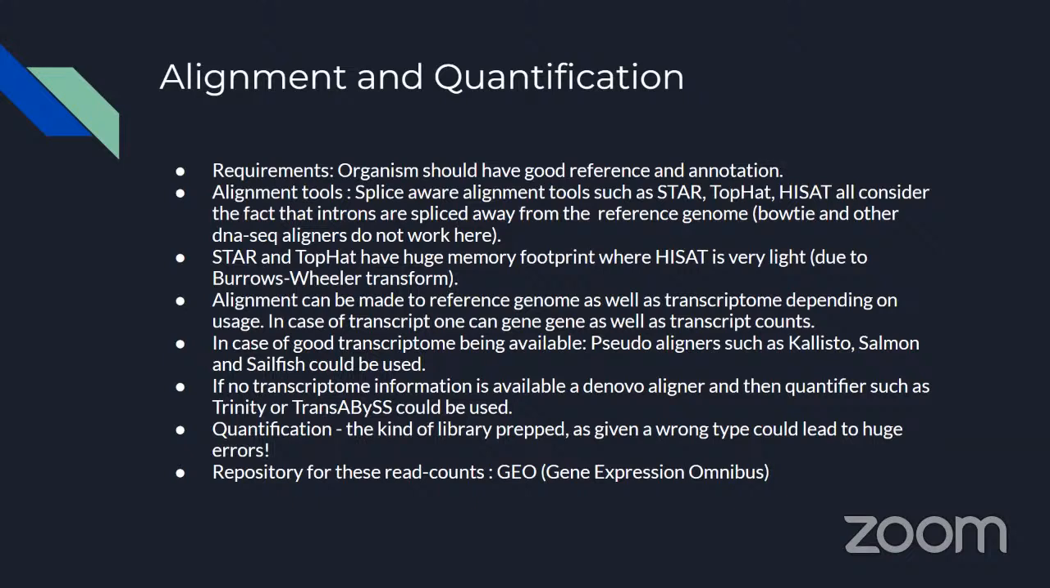When the organism that you're working with does not have any of this, the best way would be to use a de novo assembler. You can use a de novo assembler such as Trinity or Trans-ABySS. Trinity is actually from the same group as STAR, and they're a very good group from Canada.